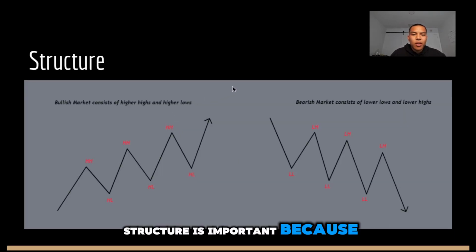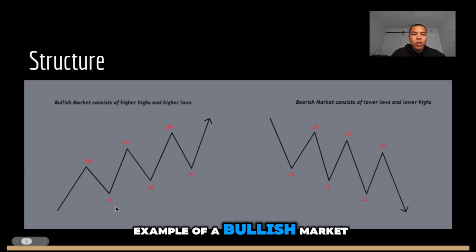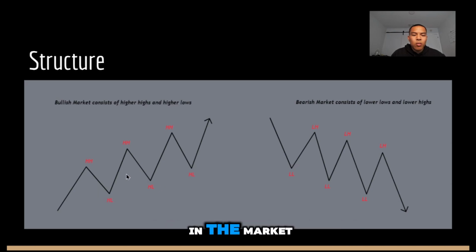Structure is important because structure is going to determine whether or not you're going to be buying or selling for that day, week, or month. Right here to our left, we have a picture perfect example of a bullish market. And one thing you want to note is a bullish market consists of higher highs and higher lows. And also, your buying points of interest are going to be the current higher low in the market.